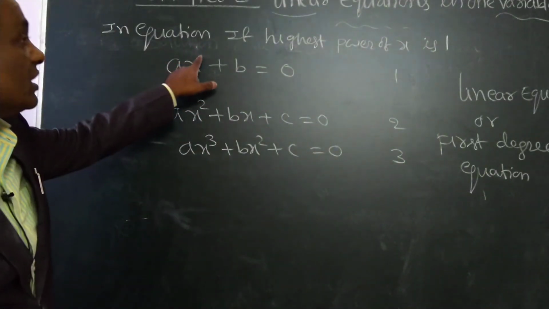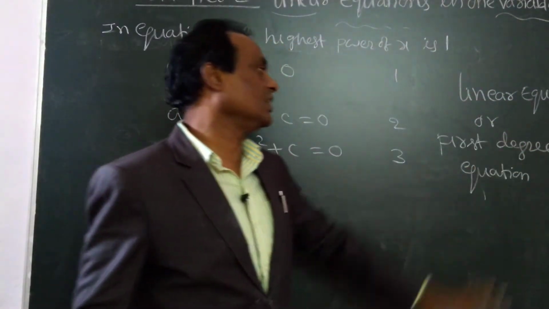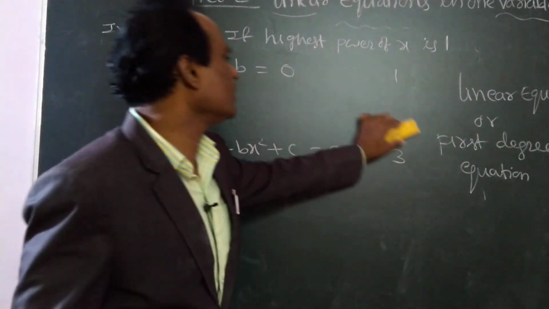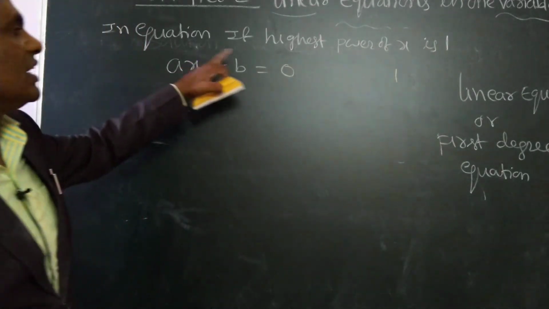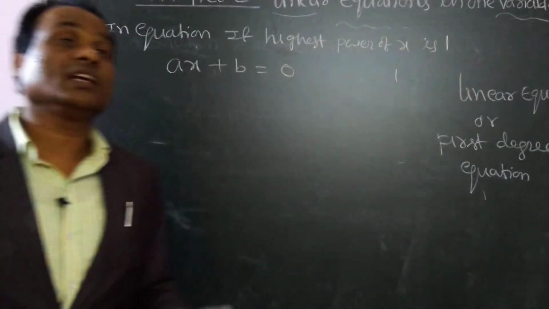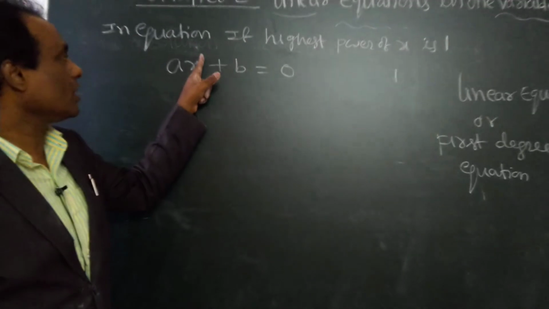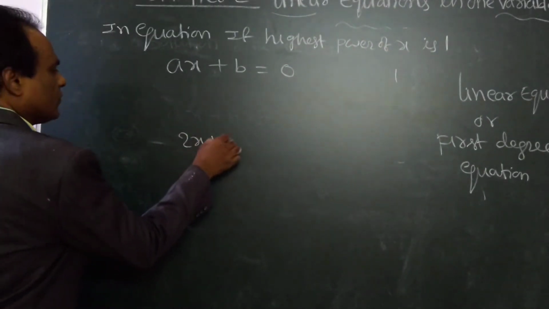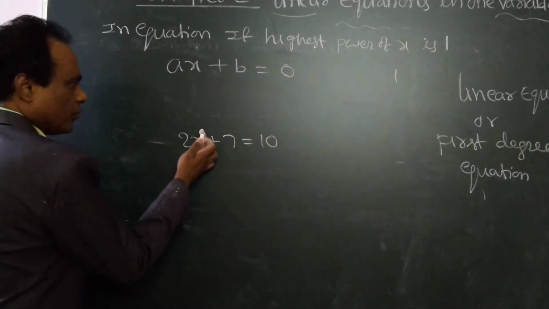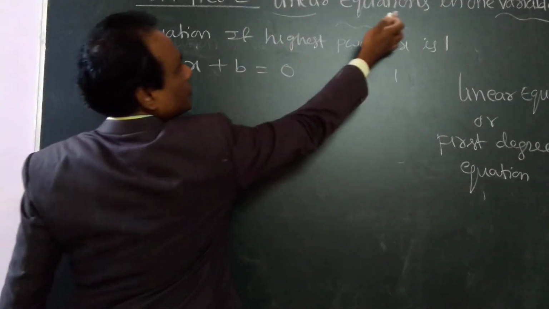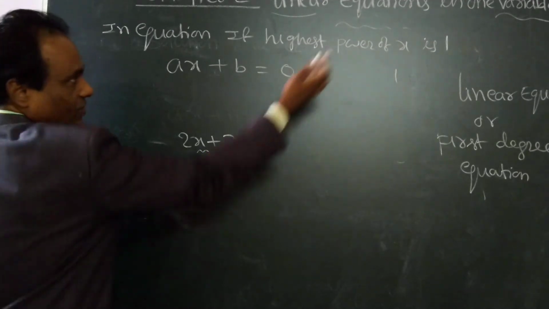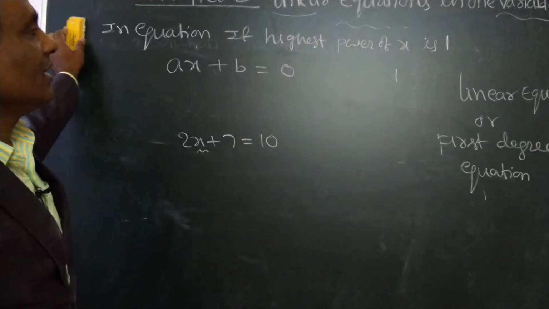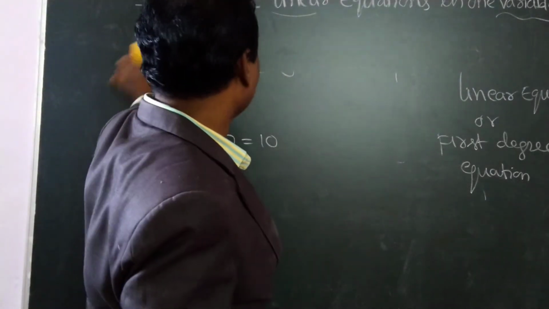If the power is 1, it is called linear equation or first degree equation. No need of the second degree and third degree. Power 1 means it is called linear. Linear means what? Degree 1. x power 1 means that is a linear equation. All the problems, 2x plus 7 is equal to 10. What is x power here? 1. It is a linear equation, and in one variable. Only one is the variable. So that is the chapter: linear equation or first degree equation.